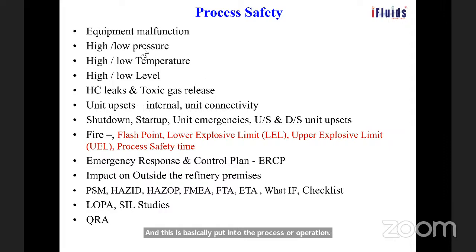So it can be due to equipment malfunction, or in the process you have high or low pressure, temperature, level, hydrocarbon leaks, or toxic gas leak. All these things are possible during the processes when the unit is running, and unit upsets, internal unit activity, shutdown, startup, unit emergencies, all these things. Because of these reasons, anything can happen in the process. So at that time you have to be more vigilant, and not allow the situation to go out of control. That is very important. You should be able to contain the severity, as it may lead to fire.